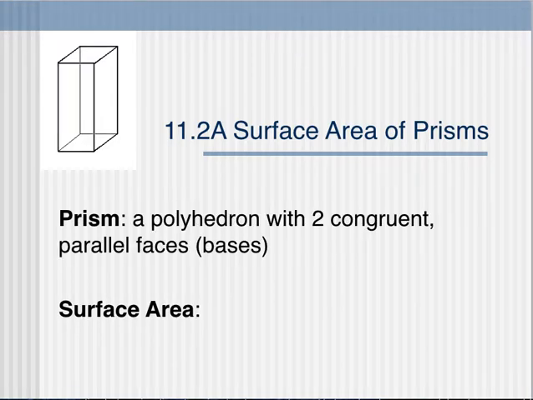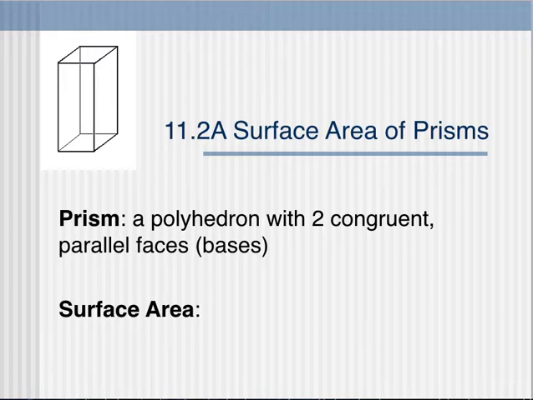A prism is a polyhedron with two congruent parallel faces or bases. So as long as you have a figure where all the sides are polygons, making a polyhedron, and you've got two bases that are parallel and equal, like these two rectangles, it's a prism of some kind. It doesn't necessarily have to be rectangular shaped bases, they just have to be congruent parallel shapes.